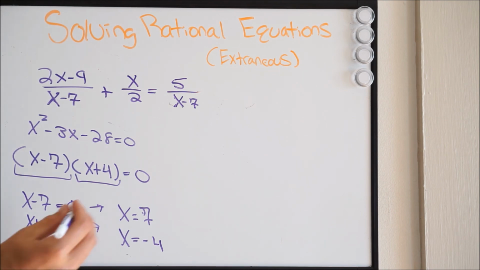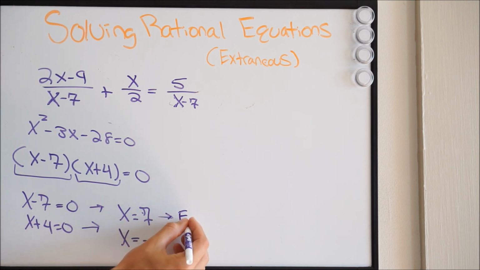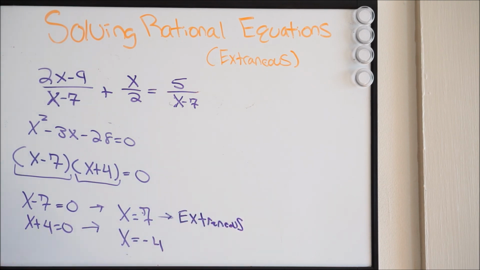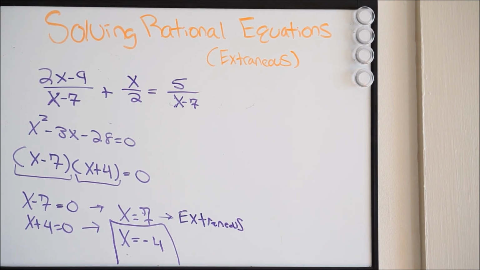So what we can say here is 7, this will be extraneous, meaning mathematically incorrect. Okay, however, x equals negative 4, that is correct. Okay, so our final answer there was x equals 7 is extraneous. Okay, and then we have a value of x equals negative 4, that would be correct. All right, and that is it.